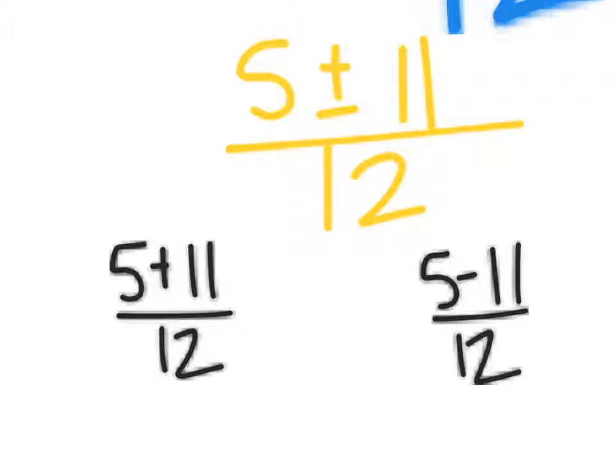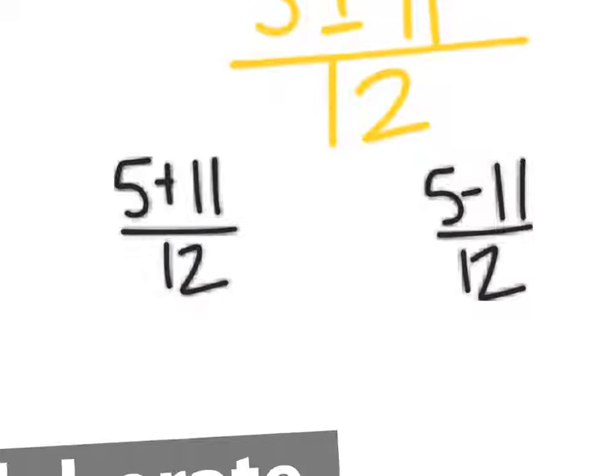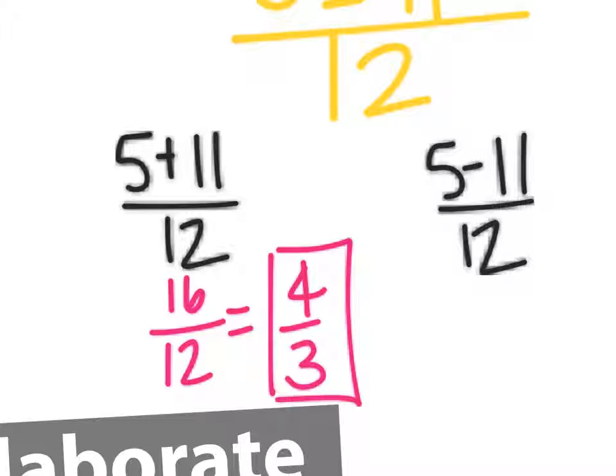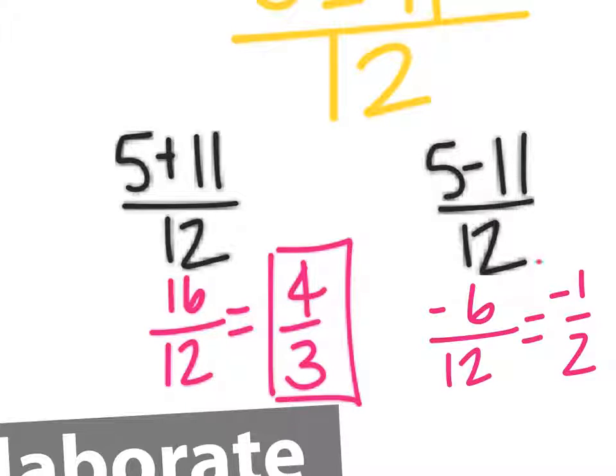So what is 5 plus 11 going to give me on the left side? 16. Then if I do 16 divided by 12, I get what? Yeah, 4 over 3. So 4 over 3 is one of my answers. And then on the right side, what is 5 minus 11? Negative 6. And negative 6 over 12 is going to give me negative 1/2. So that would be my other answer.